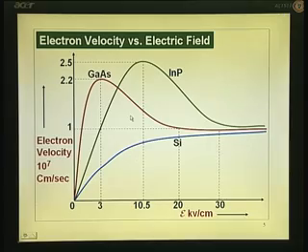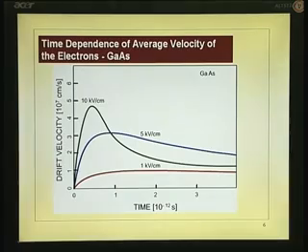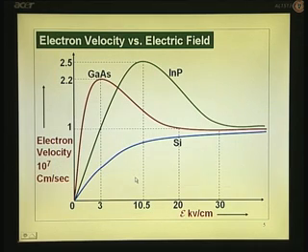Now, what we saw last time, in addition to this steady state effect, is the transient effect. The transient effect, for example in gallium arsenide, takes time for the velocity. For example, if you take 1 kilovolt per centimeter, let us go back to that curve and see. If you take 1 kV per centimeter in gallium arsenide, it is somewhere here.